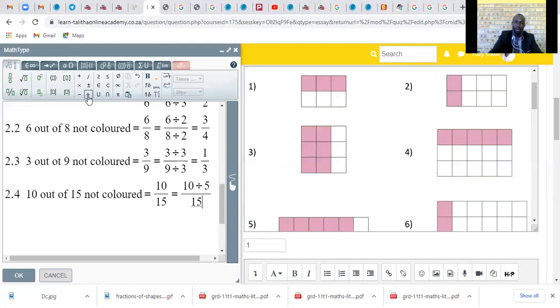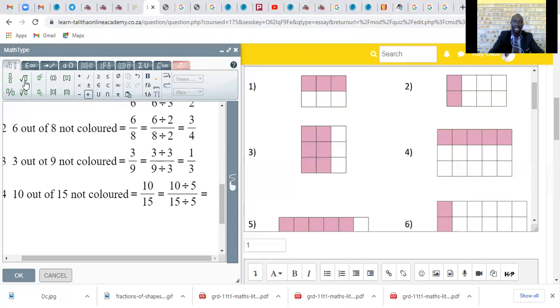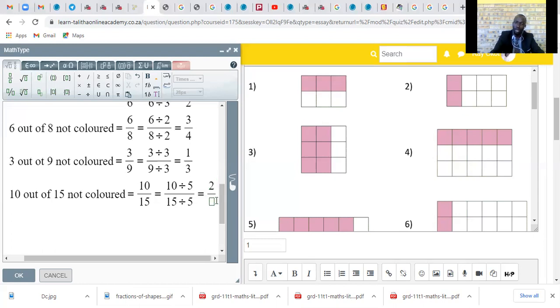Now notice that when we divide 10 by 5, we will also have to divide 15 by 5. When we divide 10 by 5, what we get is a 2. And when we divide 15 by 5, what we get is a 3. And so we then have 2 divided by 3, which means for every 3, 2 will not be colored. For every 3, 2 is not colored. That is what it means.